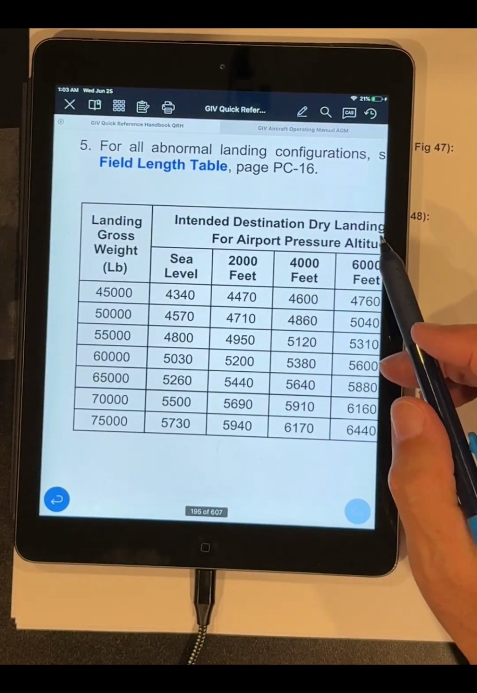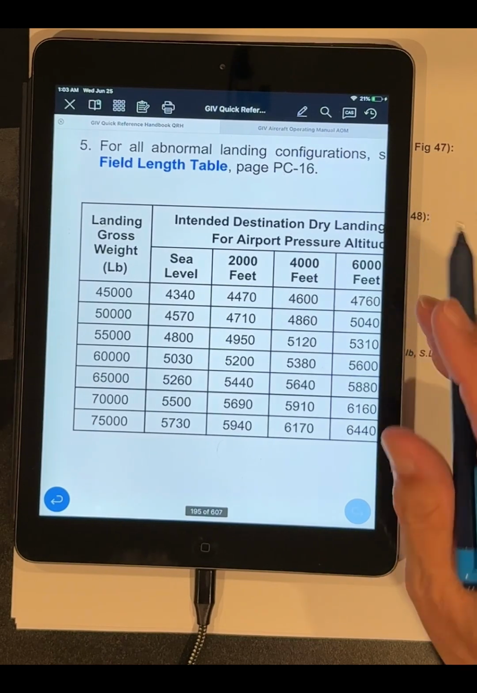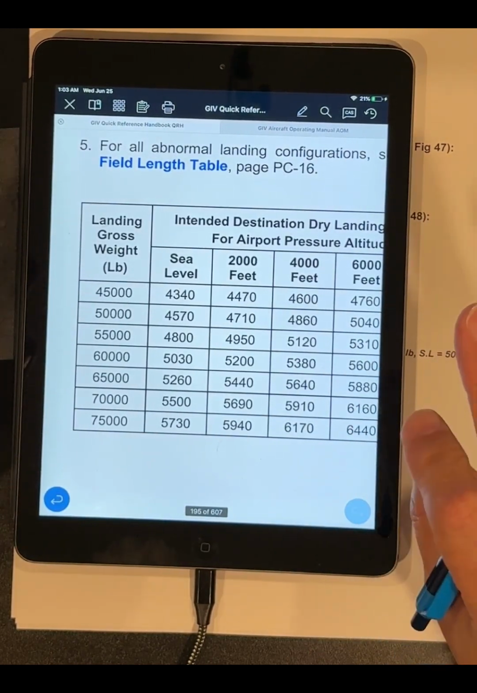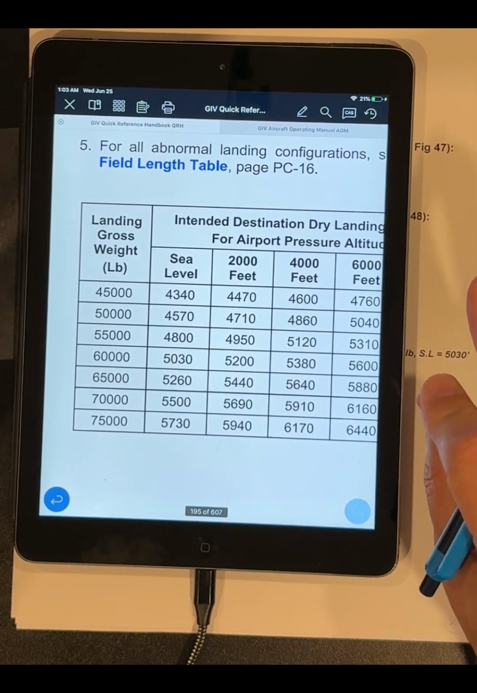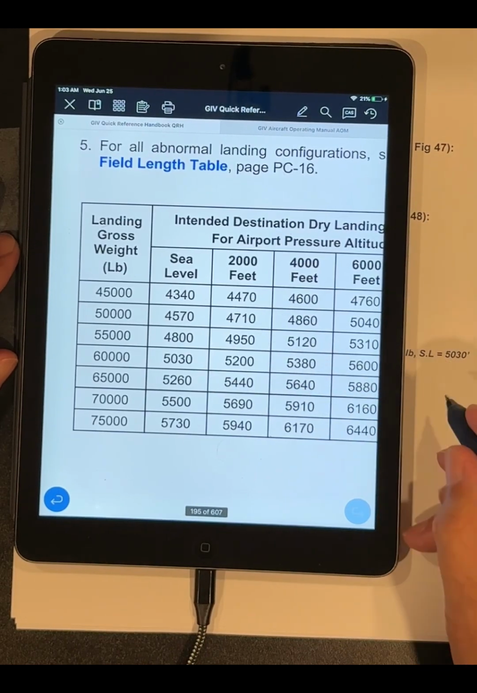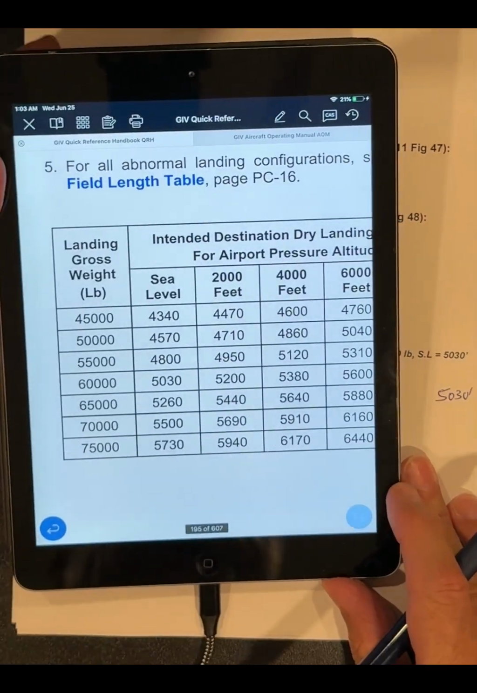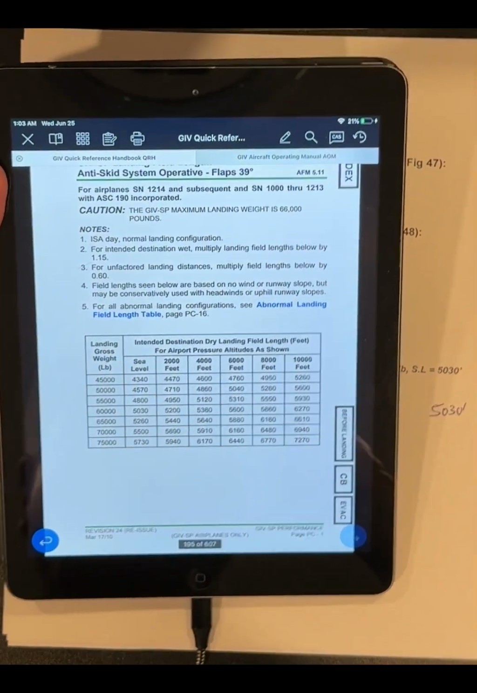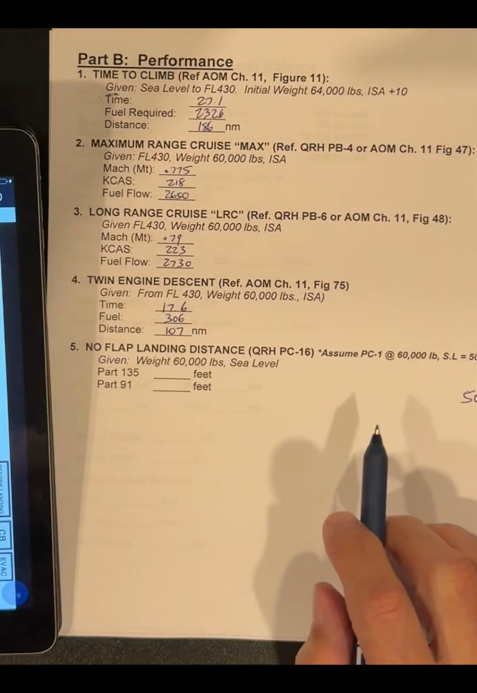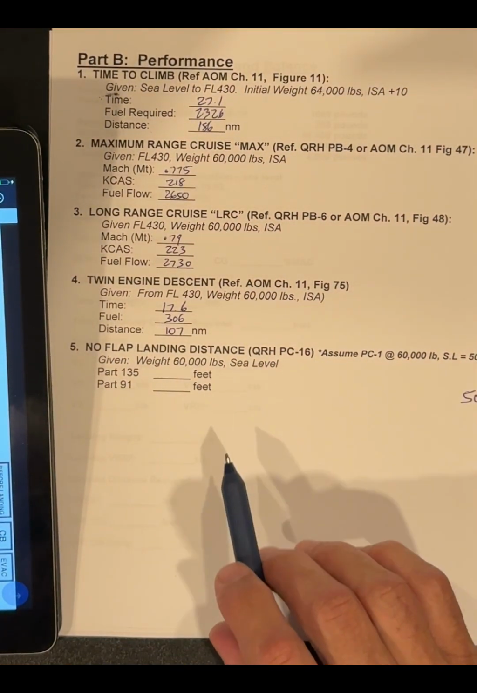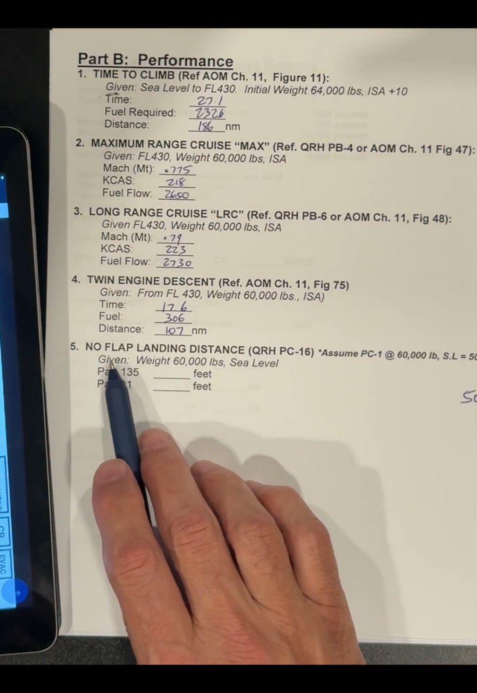The Part 135, otherwise known as the factored landing distance number, is 5,030 feet. All right, so 5,030 feet, and we'll just make a note of that right here. So we have that basic number. That's what we're going to start with. Then we need to go to Papa Charlie 16 because we need to do no flap.